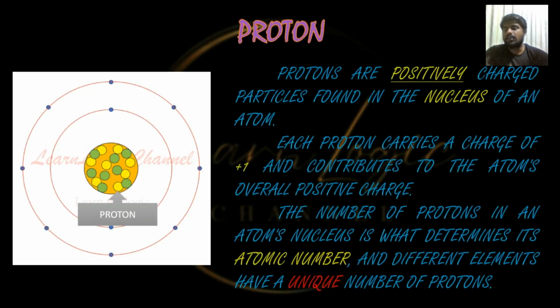Let's discuss another particle, proton. Protons are positively charged particles found in the nucleus of an atom. Each proton carries a charge of +1 and contributes to the atom's overall positive charge. The number of protons in an atom's nucleus is what determines its atomic number, and different elements have unique numbers of protons. Since after experimentation it has been found that the number of protons is different for different elements, and each element has a unique number of protons, therefore the term atomic number is made with regards to the number of protons in that particular element.